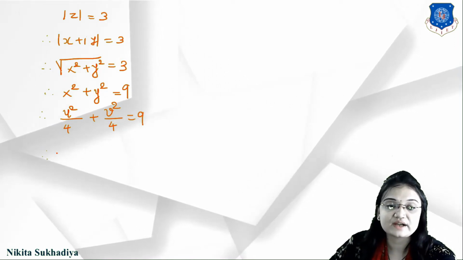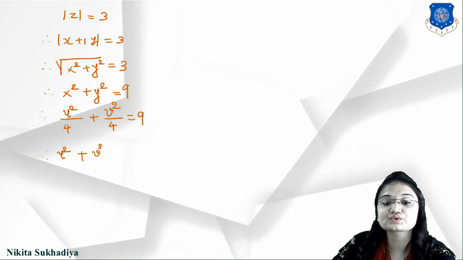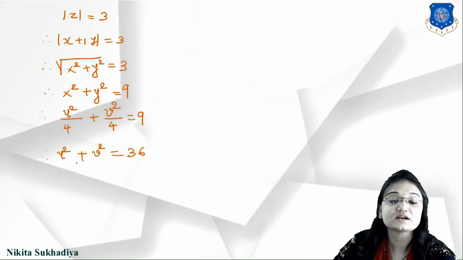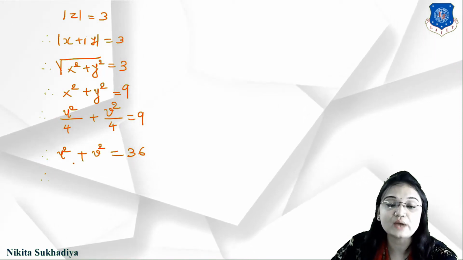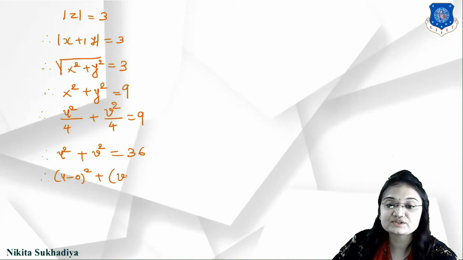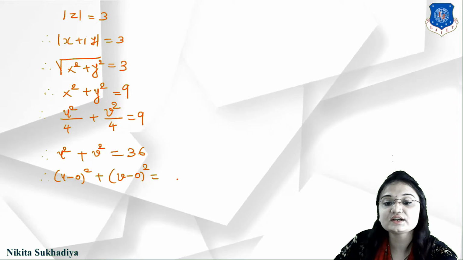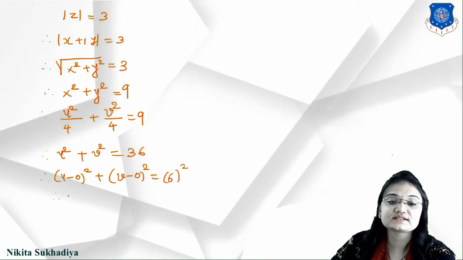Okay, so by cross multiplication, this will become u square plus v square is equal to 36. So this is nothing but the circle equation in the form of u and v. This is (u minus 0) whole square plus (v minus 0) whole square is equal to 6 raised to whole square. Okay, so this is the center point.